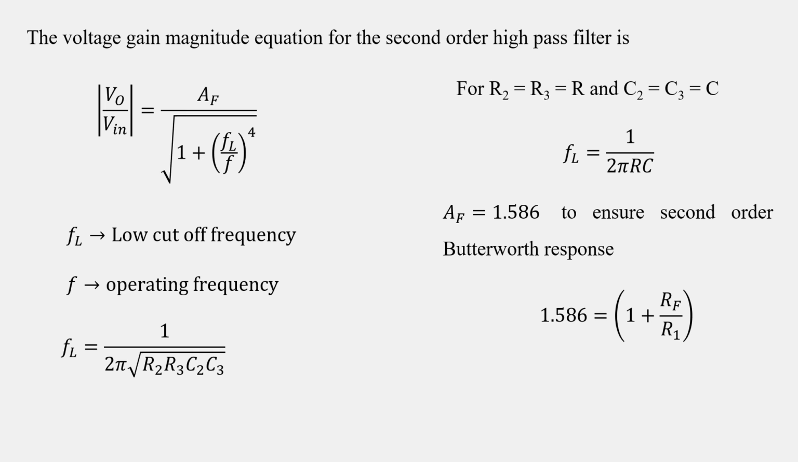By using this gain of 1.586, we get the relationship between RF and R1 as RF is equal to 0.586 times R1. So these are the design steps we obtain for the second order high pass Butterworth filter.